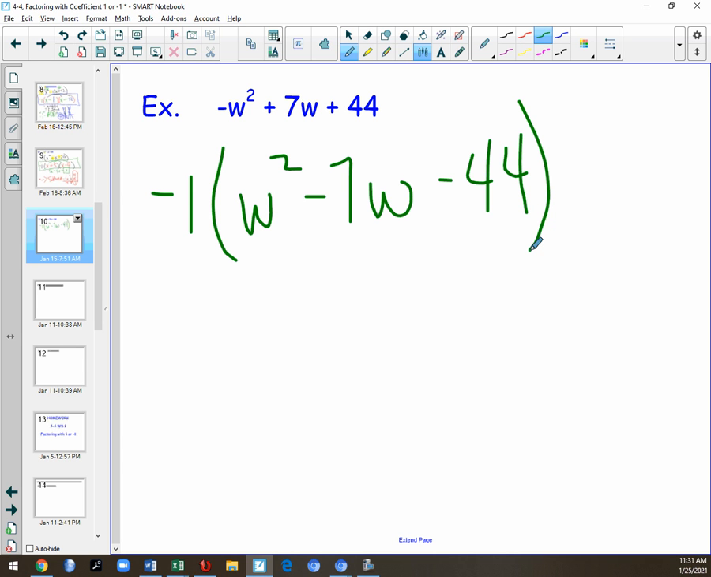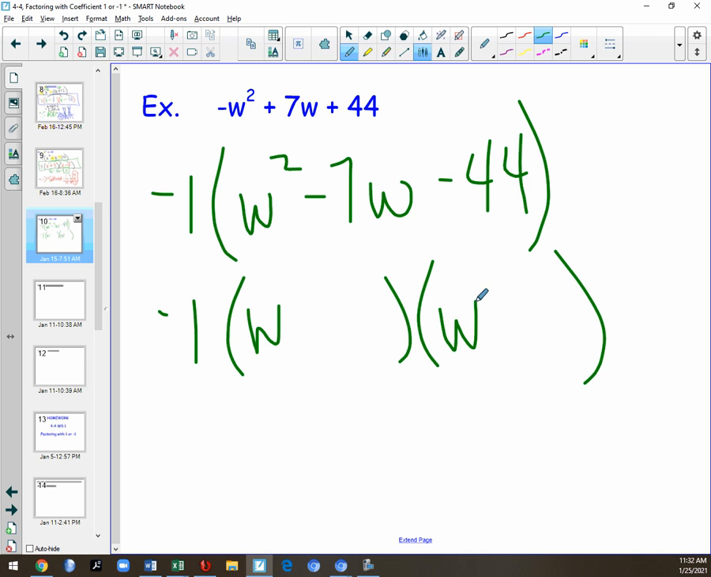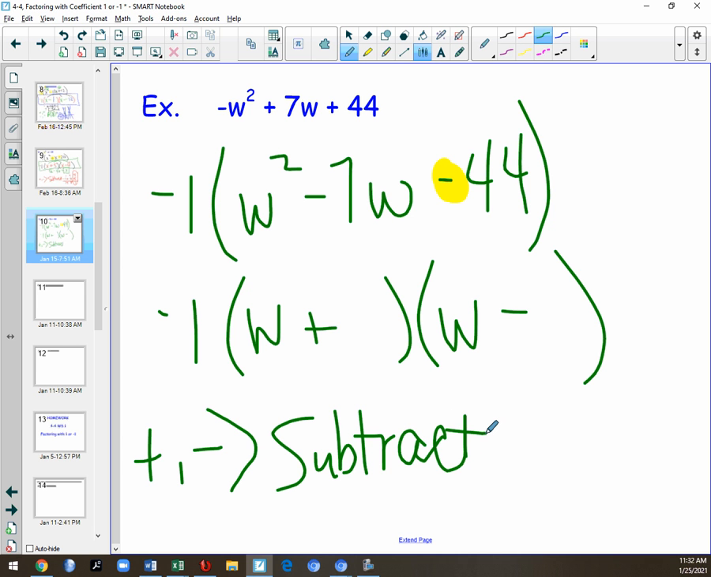Next, I'm going to put this into 2 parentheses, splitting up the w squared. The w squared is going to be a w here and a w there. And then my brain is going to look at this last sign. That last sign says that it's negative. So that means I need to have a positive and a negative, which means I am subtracting, right?